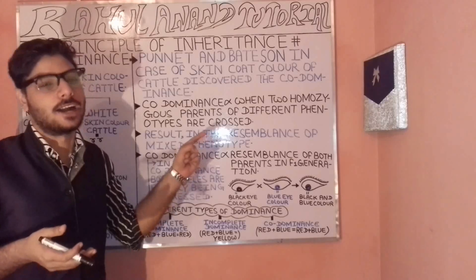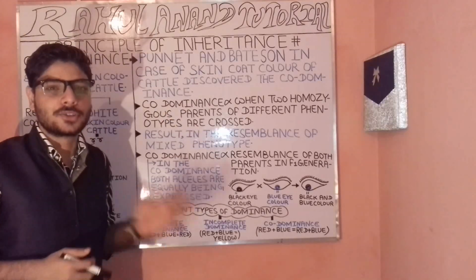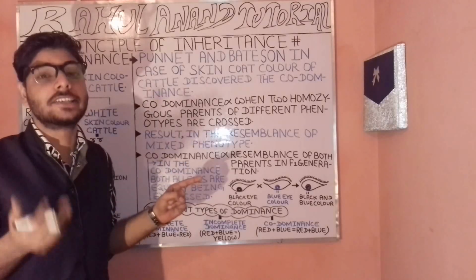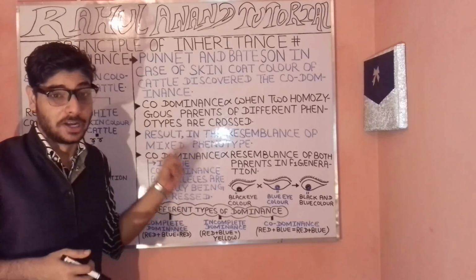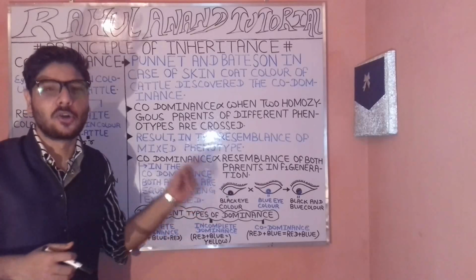Now let's start and understand what codominance is. Bateson and Punnett, in the case of the skin coat color of cattle, discovered codominance primarily. So now let's understand what codominance means.